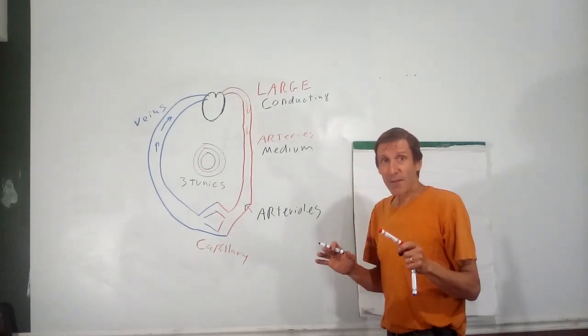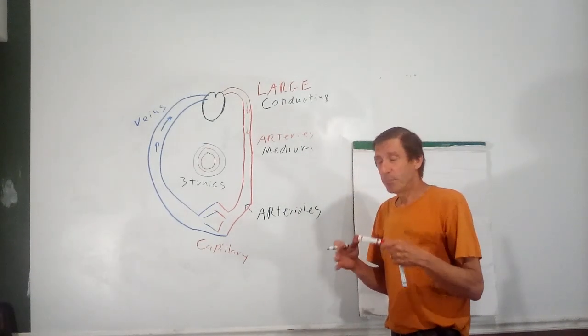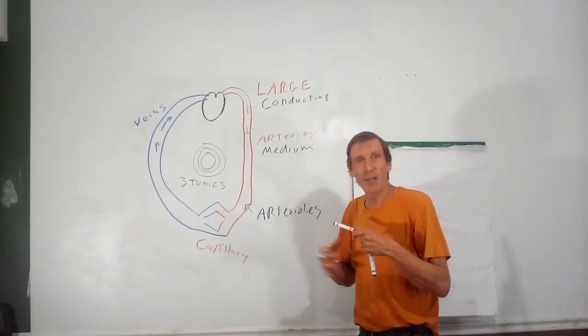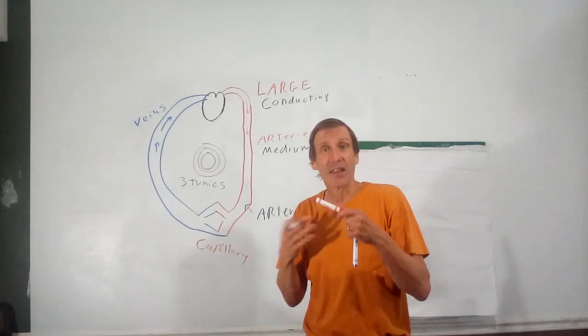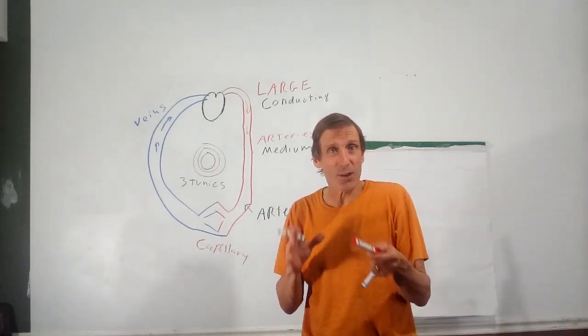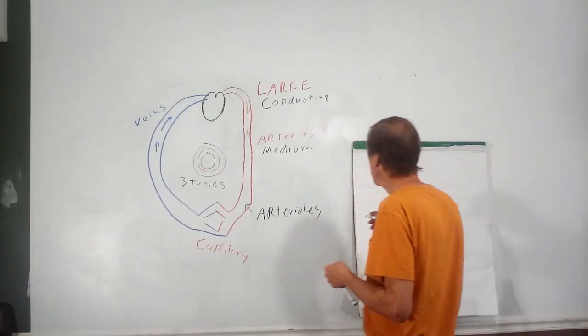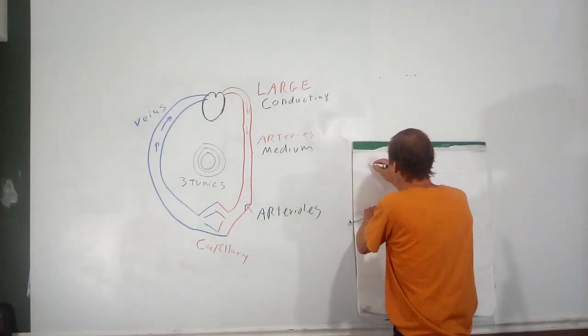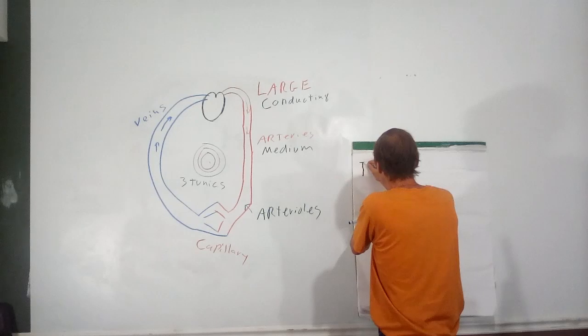Not all blood vessels have all 3 tunics. But the way we distinguish between large, medium, and arterioles is by looking at characteristics of these layers, their presence, their absence, or their characteristics. Let me look at the innermost layer first. This is called, let me see if I can write this here so you can see it.